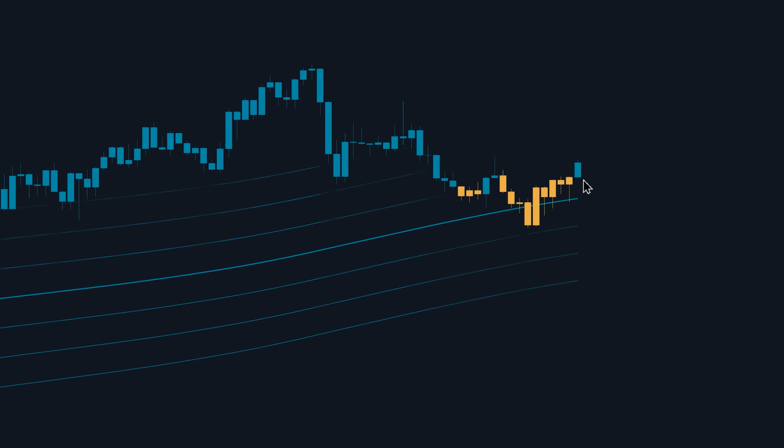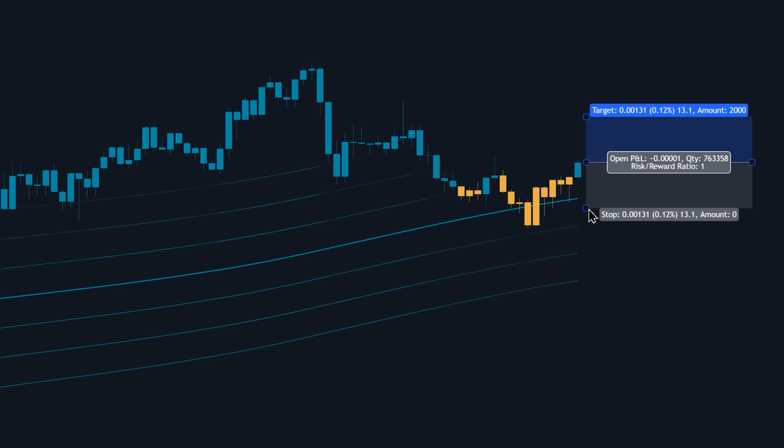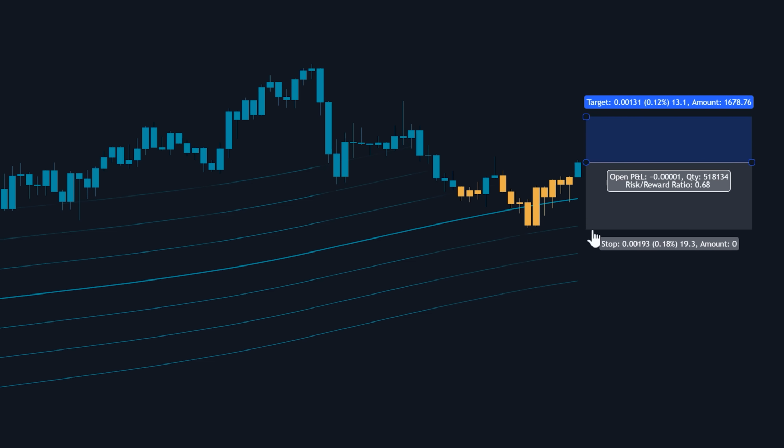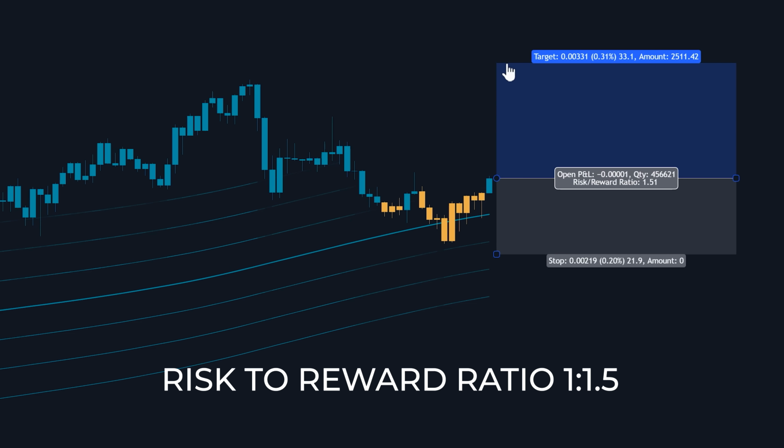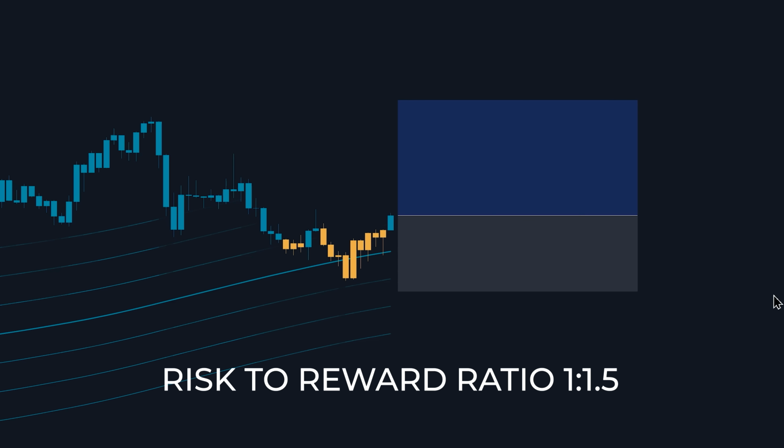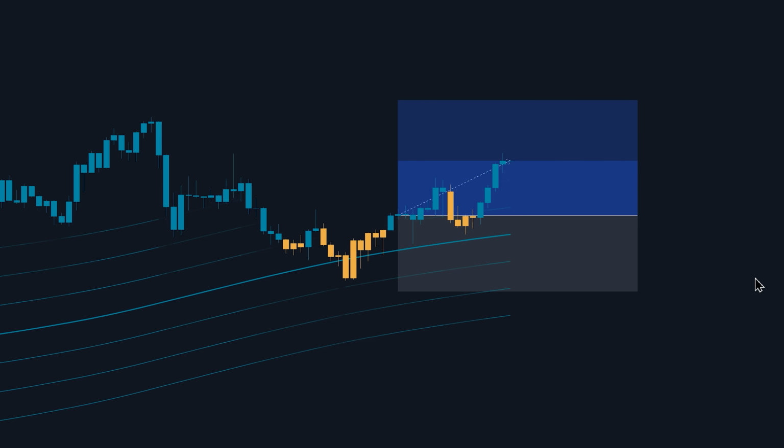Once all that lines up, you can take a long position, placing your stop loss right under the most recent swing low, or you can even use one of the bands as your stop loss level. For the take profit, you can target a risk to reward ratio of 1 to 1.5 and let the trade run.